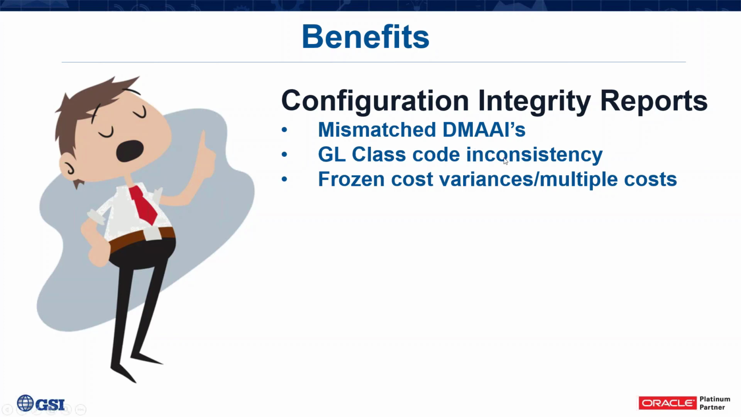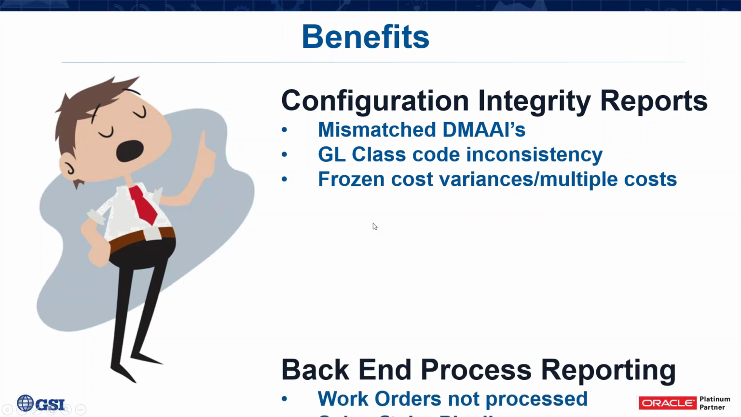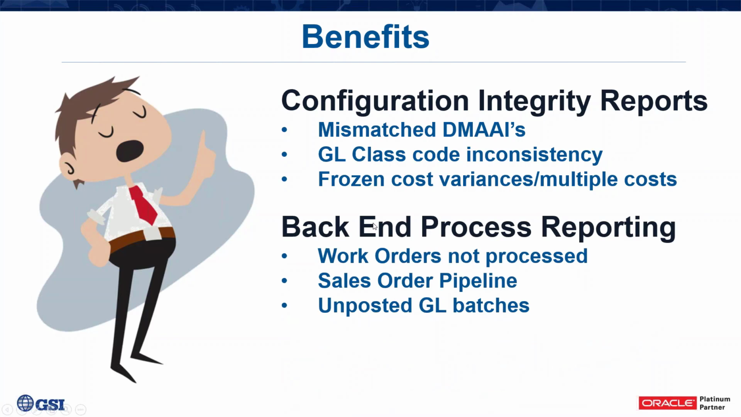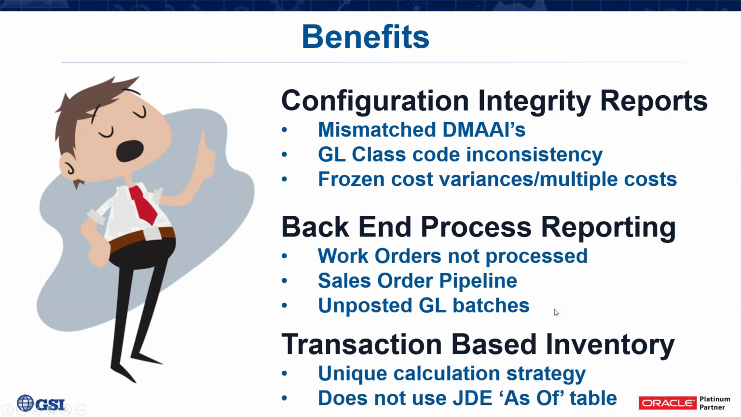We also have an integrity report to find those GL class code inconsistencies or the frozen cost variances, multiple costs, all those things I was telling you about before. Okay, we have those reports all built in. We also manage the back-end processing. We'll show you which work orders aren't processed. We'll give you a sales order pipeline. We'll tell you which GL batches are not posted and if any of them are missing headers. So you'll get all of that different information.